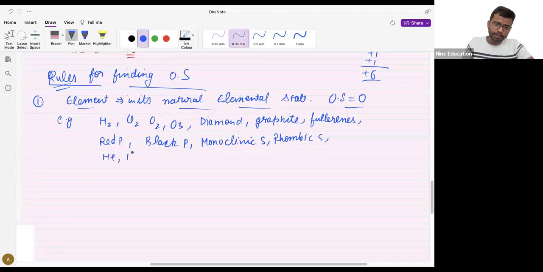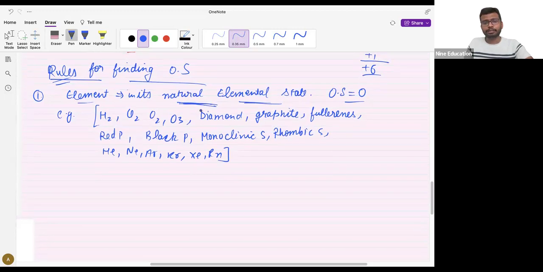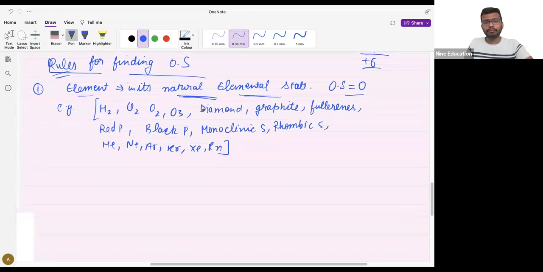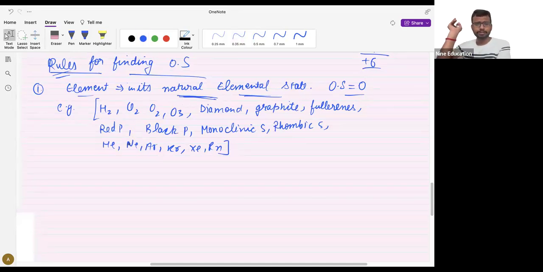All the noble gases, neon, argon, krypton, xenon, and radon. See, all these will have how much oxidation state? 0 oxidation state, because these are present naturally in the earth. You can get them naturally. So their oxidation state is 0. They are not forming any bond with anyone. Noble gases do not react with anyone. Highly unreactive.